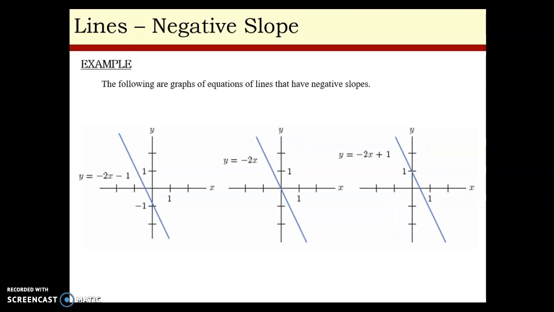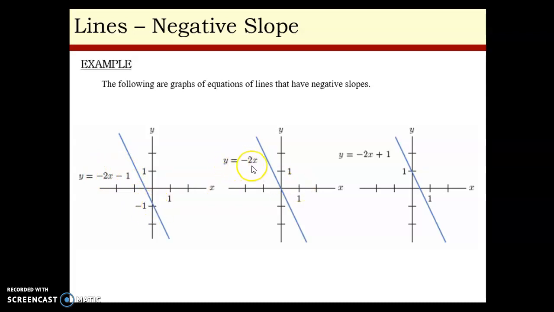Now if we look at graphs that have negative slope, it's negative 2, so down 2 to the right 1. So let's say we start right here. Down 2, to the right 1. So this is the slope, and this is the y-intercept, negative 1.